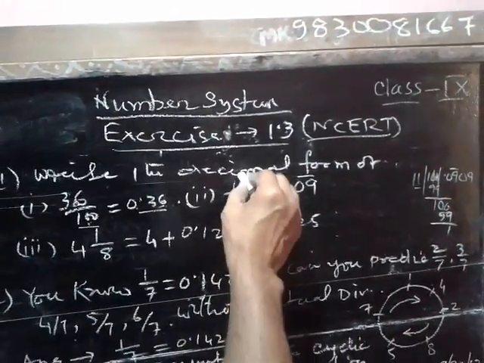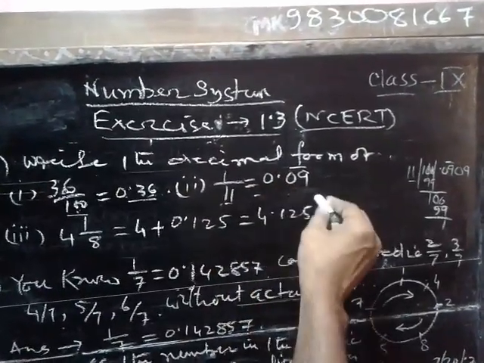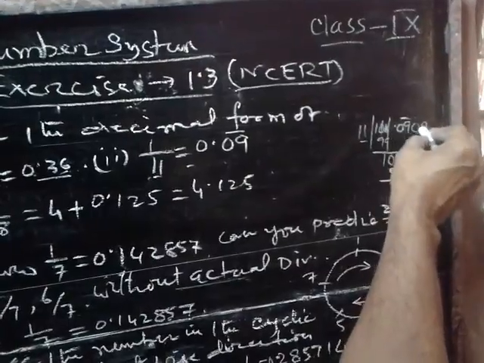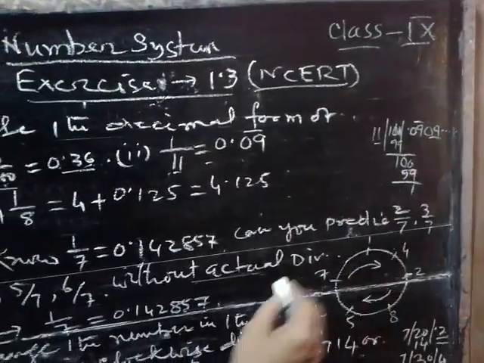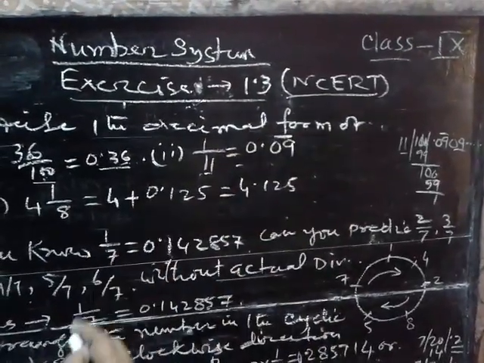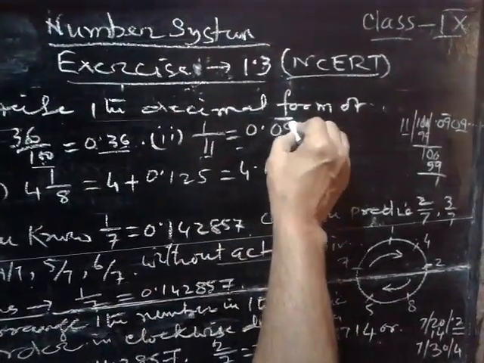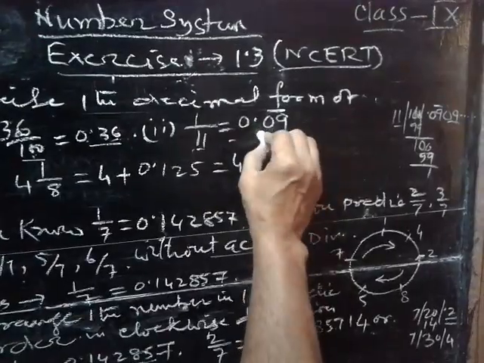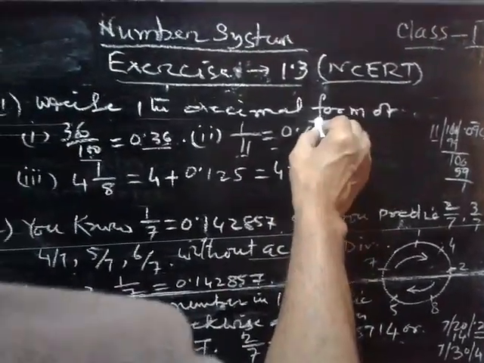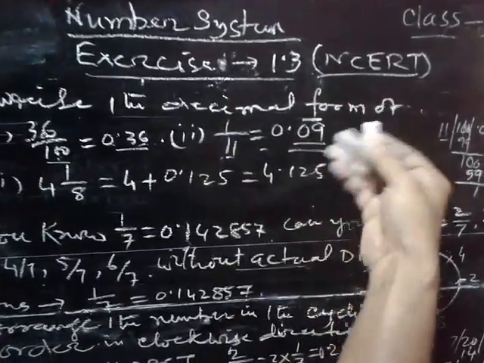If it is 1 by 11, see, it can be divided in this way, then 0909 comes repeatedly. It will just go on. This repetition just goes on. This is a non-terminating and repeating number, and this is actually called recurring, 0.09 recurring. Actually this 0909 will keep coming.